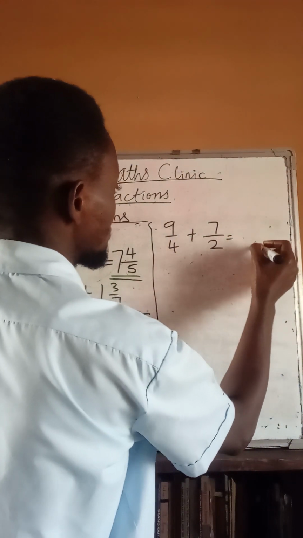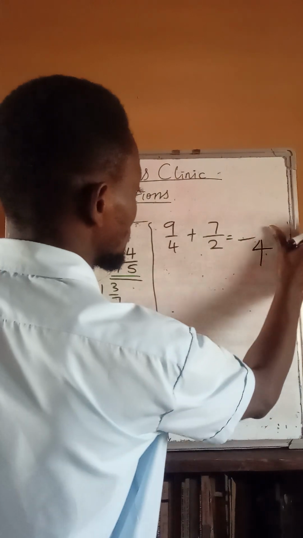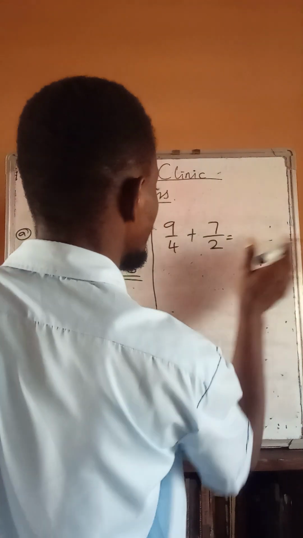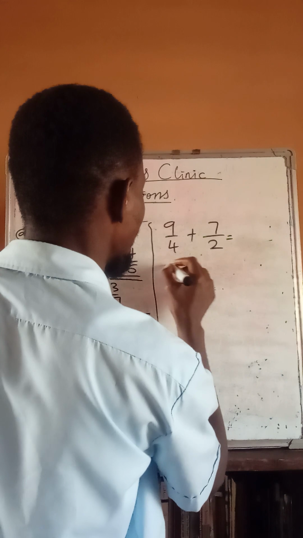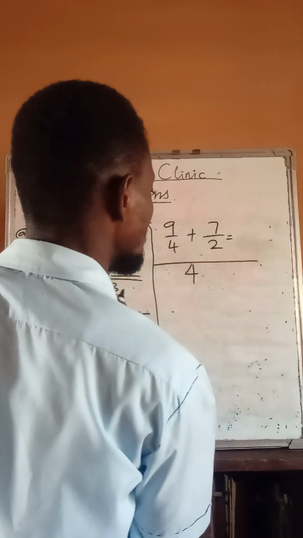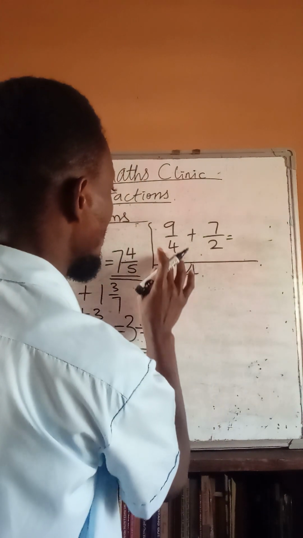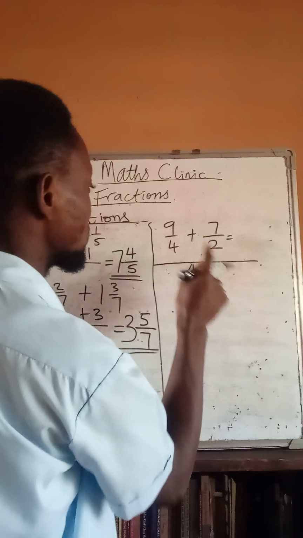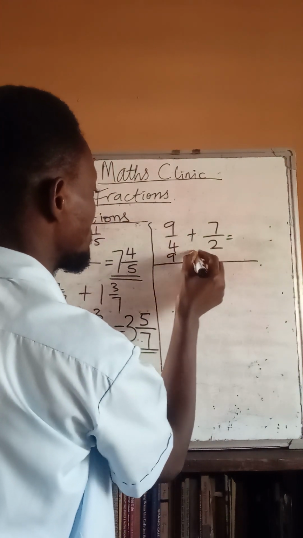Okay, so LCM is 4. Let me write it in such a way that you understand. LCM is 4. Right, so dividing line. Now, how many times can 4 divide 4? Is 1. 1 times 9 will give you 9 plus.